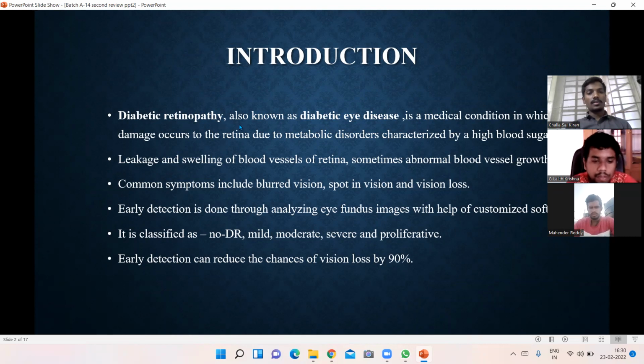Basically, diabetic retinopathy, also known as diabetic eye disease, is a medical condition in which damage occurs to the retina due to metabolic disorders characterized by high blood sugar levels. There is leakage and swelling of the blood vessels of the retina, sometimes abnormal blood vessel growth, and common symptoms include blurred vision, spots in the vision, and vision loss. Early detection is done by analyzing eye fundus images with the help of customized screening software. It is classified as no DR, mild, moderate, severe, and proliferative. Early detection can reduce the chance of vision loss by 90%.